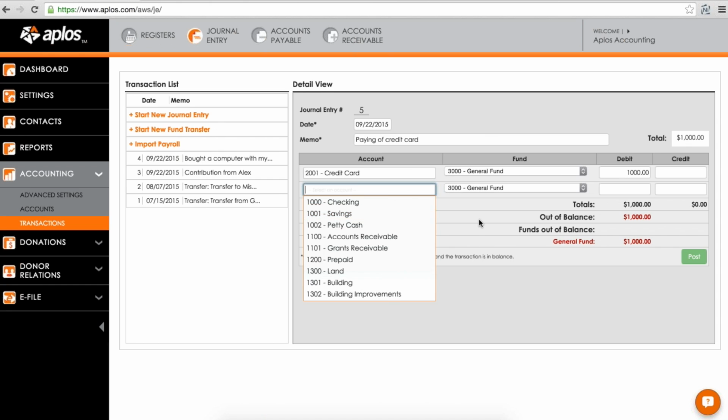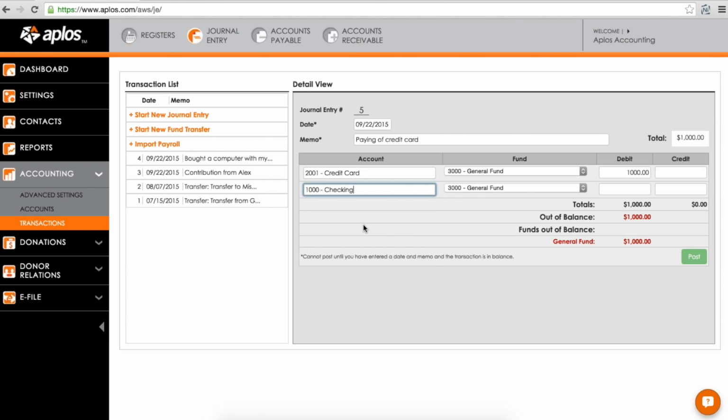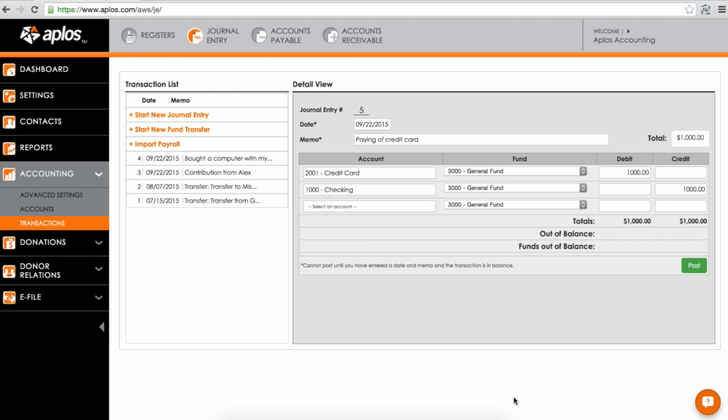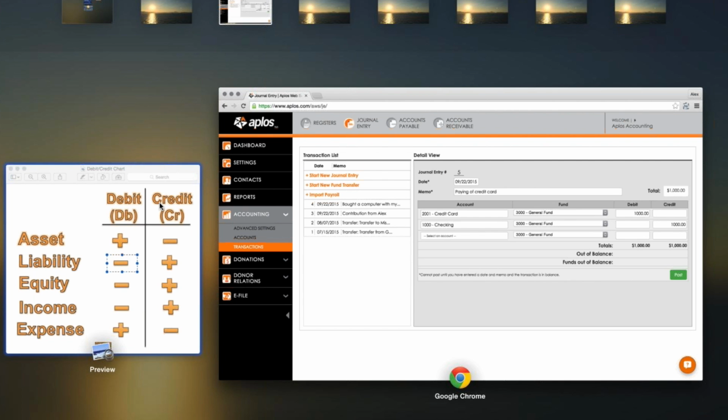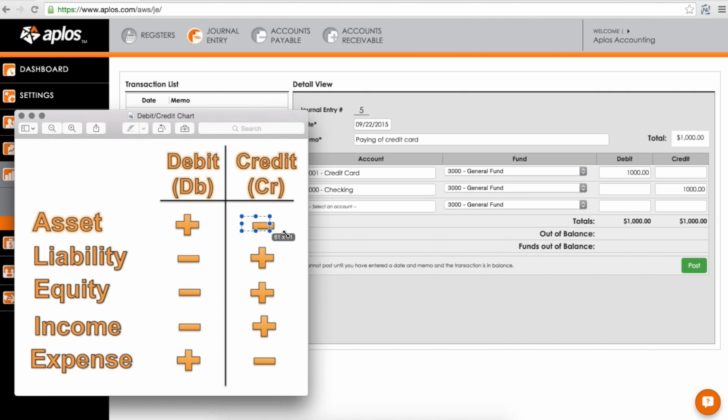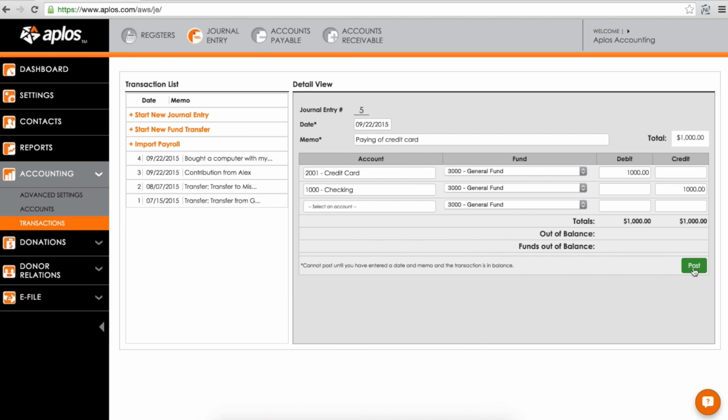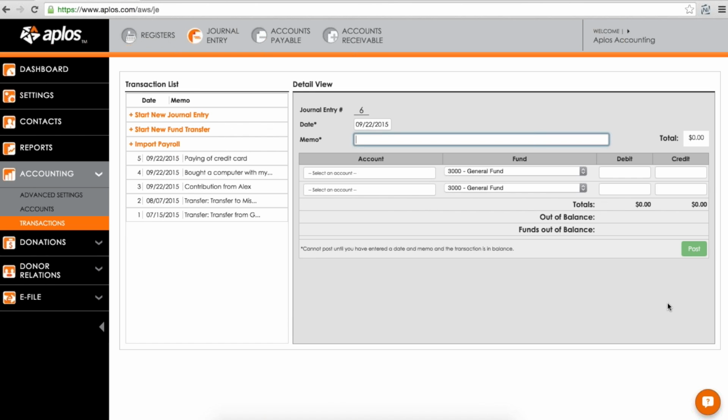So now I need a credit. So I'm paying this credit card with what? Cash, savings, petty cash? Let's say it's checking. So I'd pick my checking account, same fund. I'm going to enter $1,000 for the credit side because credits decrease assets. There you go. So here's me decreasing my cash account of checking, and then I'm decreasing the amount that I owe on my liability. Both debits and credits equal 1,000. Everything is in balance, so I can now click post. So there you go.